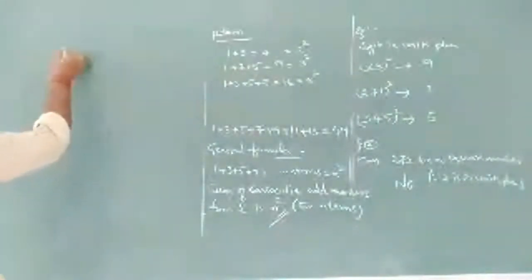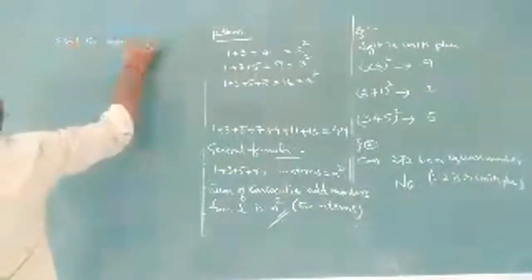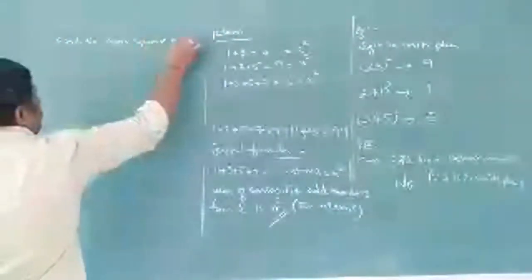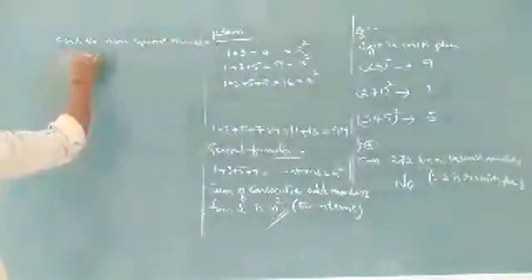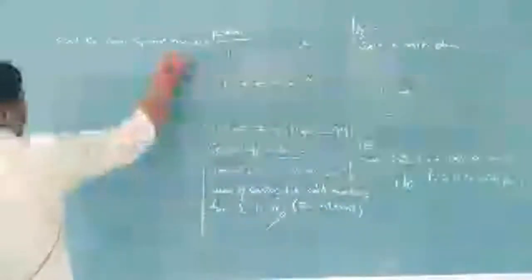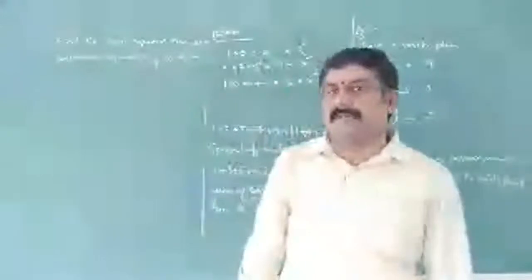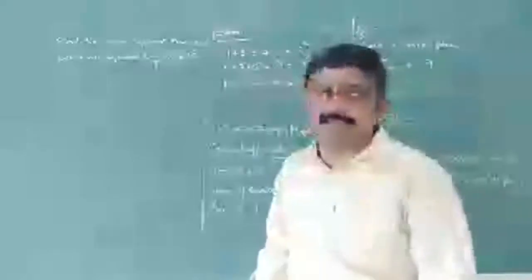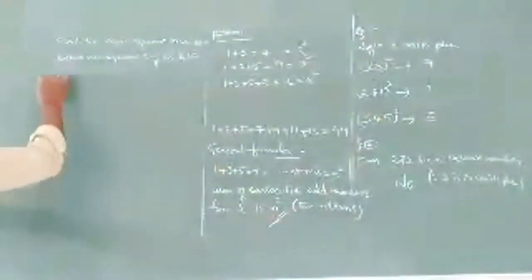A question is asked like this here. Find the non-square numbers between squares of 25 and 26. Find the non-square numbers in between 25 square and 26 square. How are we going to solve this? It's very simple. By a simple formula we'll find. Before that we'll see what it is.